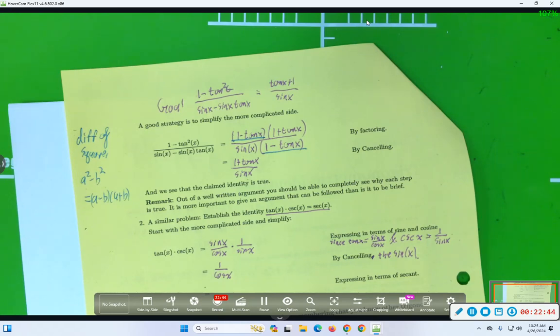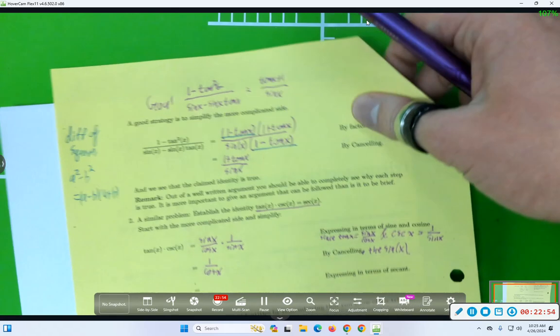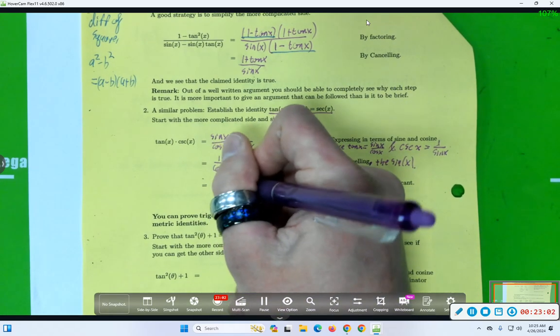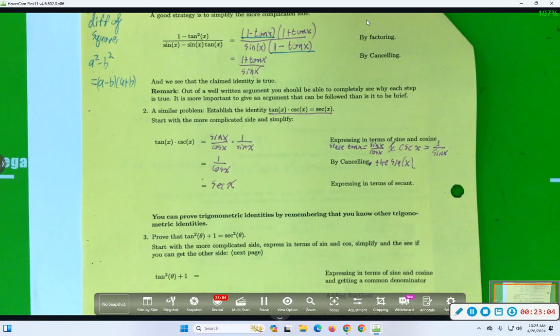I'll write 1 over cosine. Oh, yeah, I've already written 1 over cosine. So what's special about 1 over cosine? What can I do with that? It's the same as secant. Oh, so we're actually just done. We can express that in terms of secant. We get secant x. And so taking the more complicated side, we simplified it down to the simpler side.